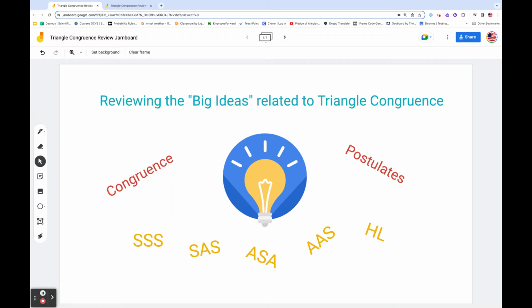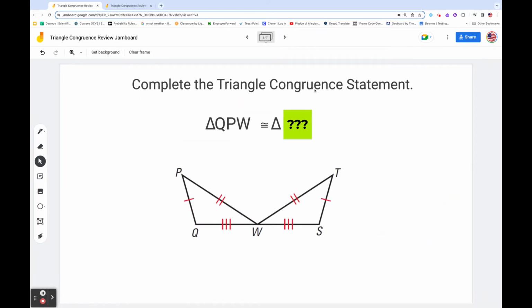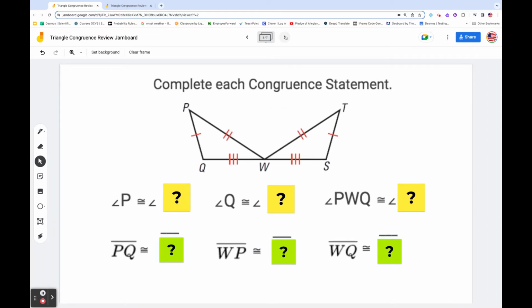Hello, you have your copy of a Jamboard, and you'll be reviewing the big ideas related to triangle congruence. On frame number 2, you have the first problem that you have to solve. There's a direction, there's a congruent statement that you have to complete, and a diagram. You'll be solving problems on frames 2 through 6, all related to triangle congruence.